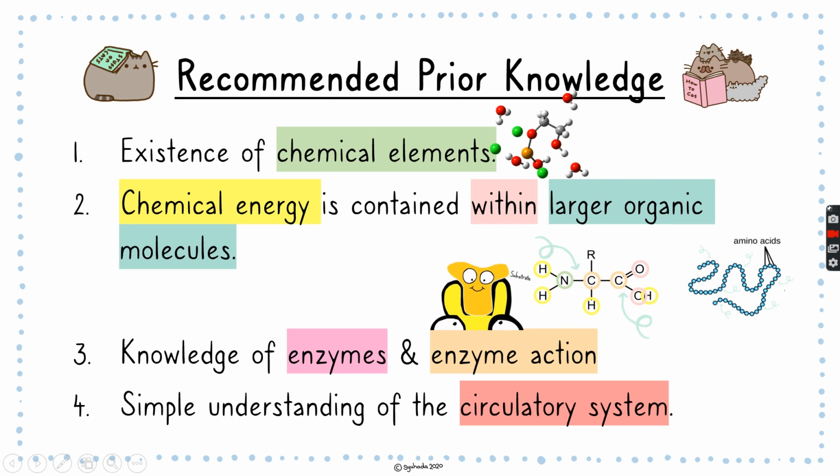Number 4 is a simple understanding of the circulatory system. The circulatory system is a system that is made up of different tissues and organs, and the main function of it is to transport substances. So you have your heart right there.